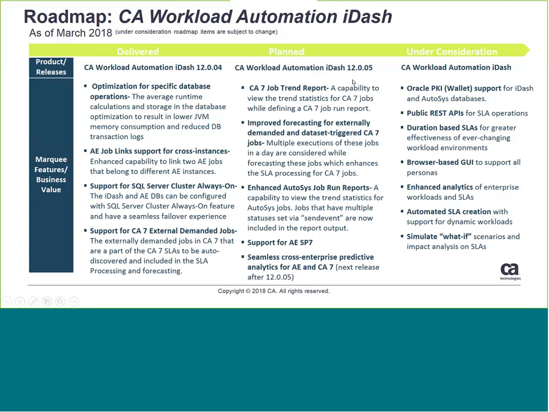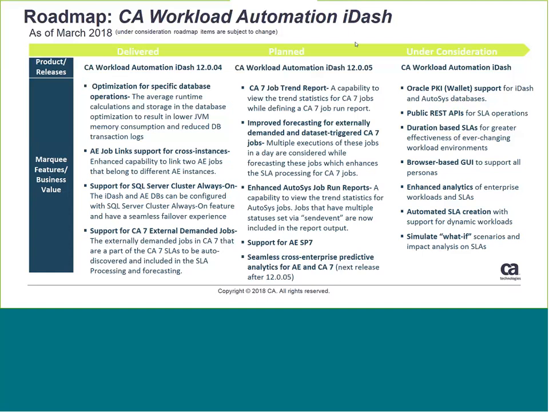So what's coming in 12.0.5? For those of you who are using CA7, we're going to give you a trend report. So like the AutoSys report, you will be able to look at trending statistics for CA7 jobs as well when you define a CA7 job run. So it'll be the same thing, you'll click show me the trend statistics, and you will get a trending report, okay? We're also continuing to improve the forecasting for externally demanded jobs where there are multiple executions in a day. Those will be taken into consideration when making SLA predictions.